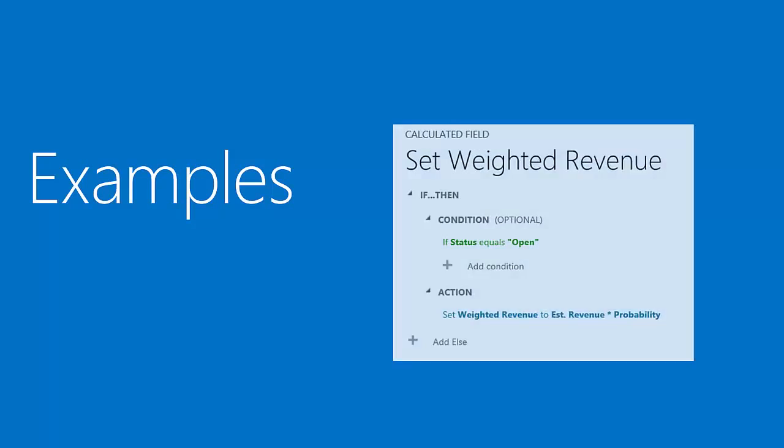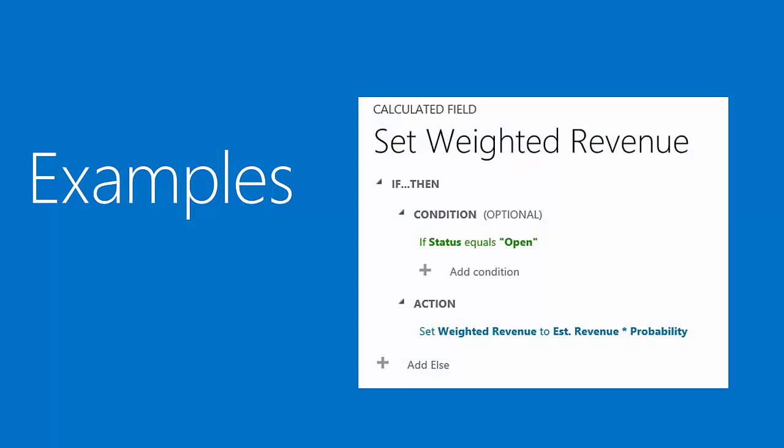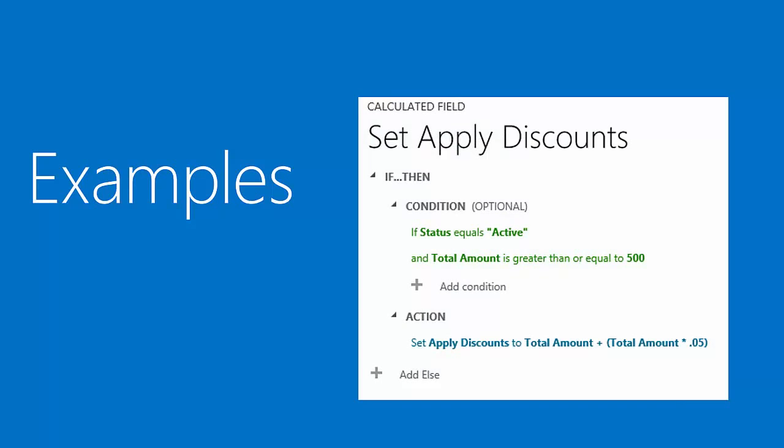For example, a salesperson may want to know the weighted revenue for an opportunity, which is based on the estimated revenue for an opportunity multiplied by the probability. Or they want to automatically apply a discount if an order is greater than $500.